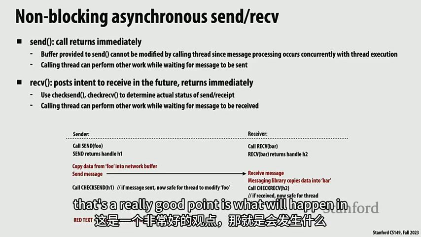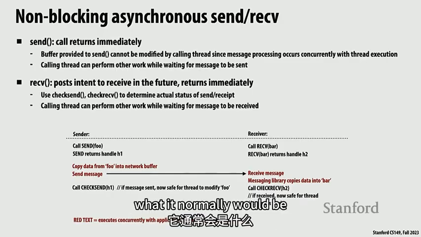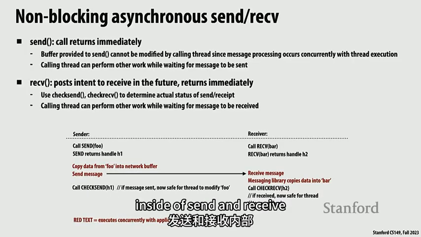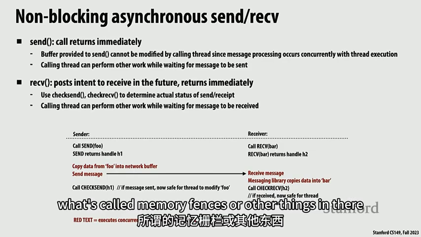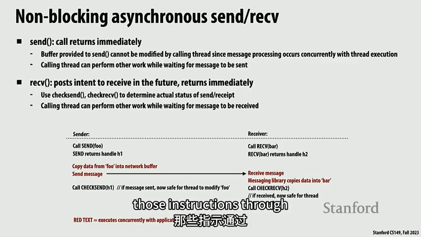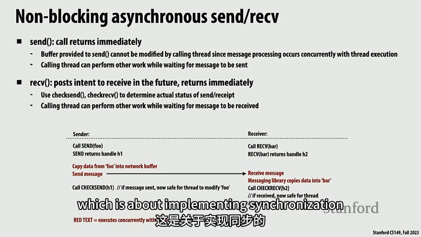That's a really good point. Let's say this send and receive were a library, which is what it normally would be. If you were the library implementer inside of send and receive, you definitely would be putting in what are called memory fences or other things so the compiler would not reorder around those instructions. I'll talk a little bit about that in a later lecture, which is about implementing synchronization.